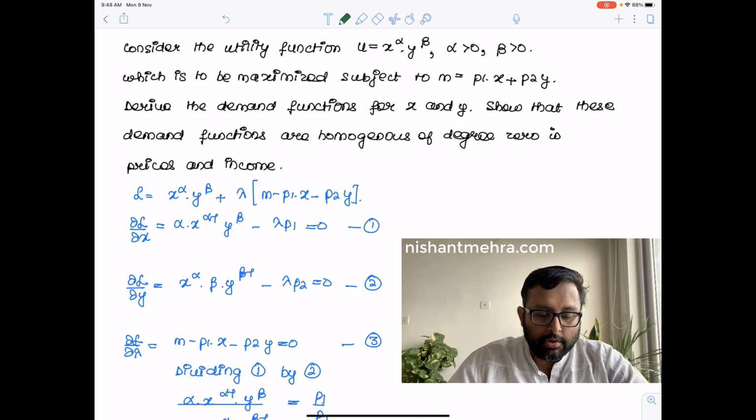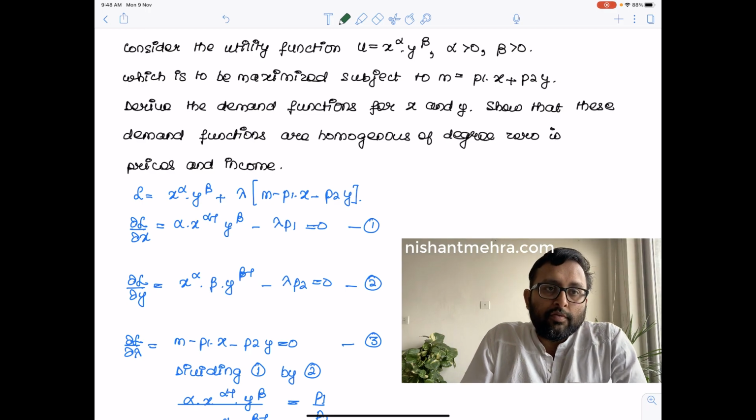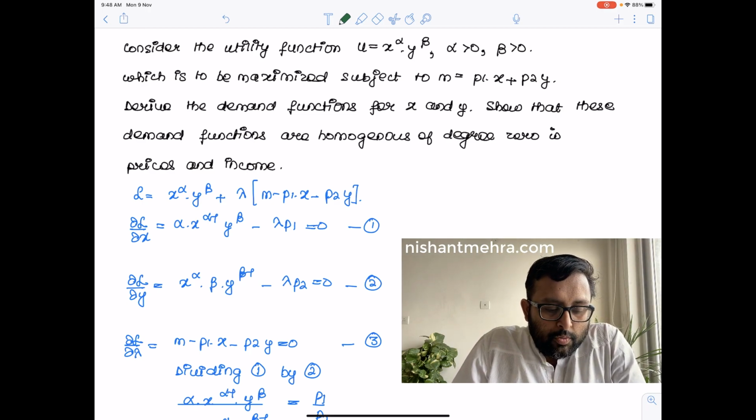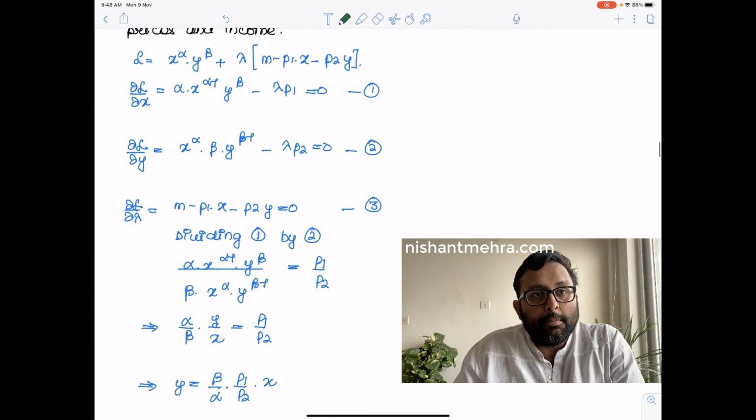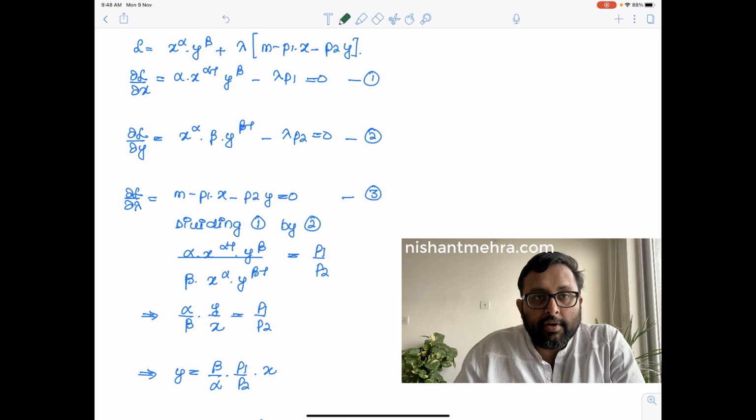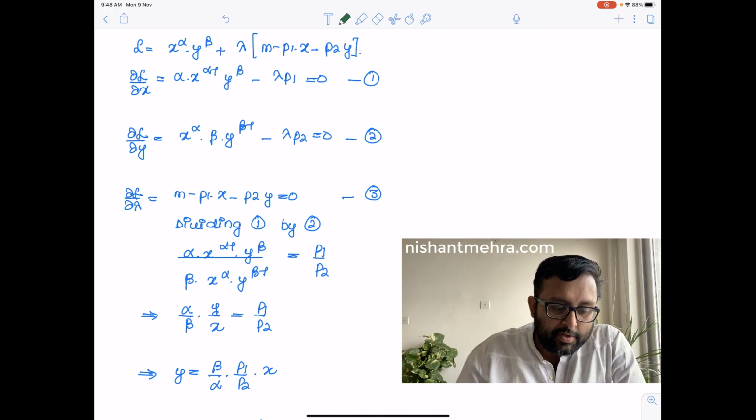Consider the utility function u equals x to the power alpha, y to the power beta, alpha greater than 0, beta greater than 0, which is to be maximized subject to this. So everything is given to you on a platter. You need to derive the demand functions for x and y and show that these demand functions are homogeneous of degree 0 in income and prices. So you have the utility function, you have the constraint, and you set up the Lagrangian, which gives you x to the power alpha, y to the power beta plus lambda times m minus p1x minus p2y. You find the three partial derivatives: one with respect to x, another with respect to y, and another with respect to lambda, as we have just shown here.